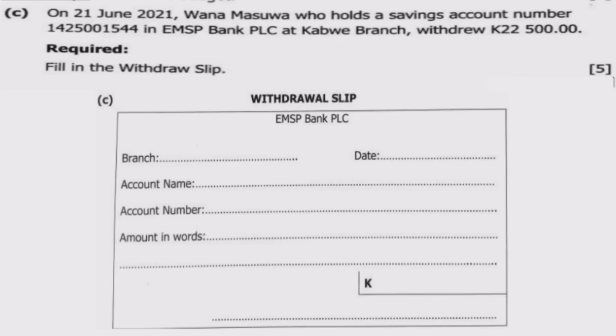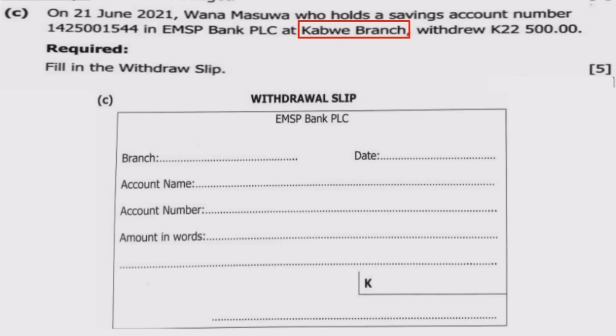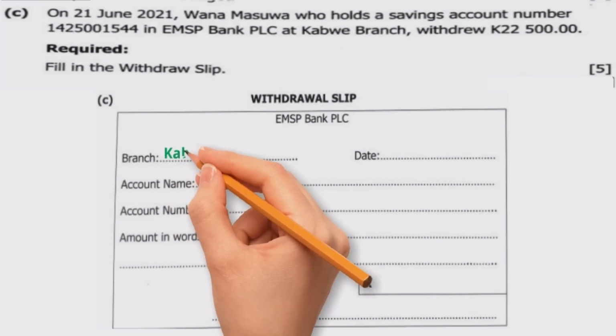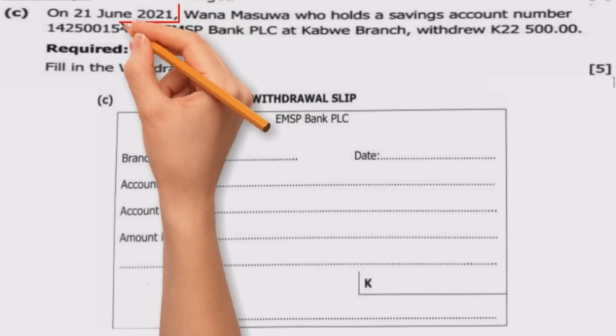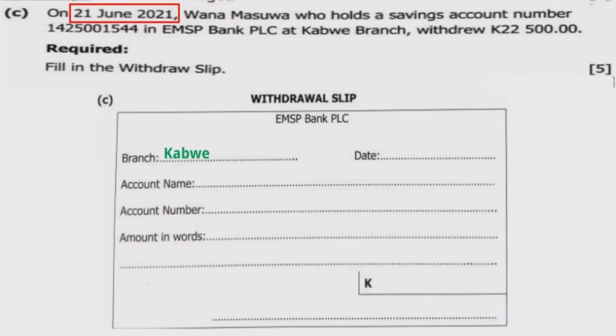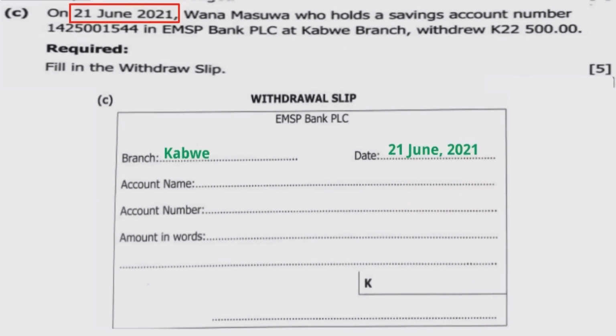We start with the branch. We are told that the bank is in Kabwe, so it is Kabwe branch. So for branch, we write Kabwe. Then we come to date. The date is given in the onset of the statement. There, where I've indicated, the date was 21st June 2021.